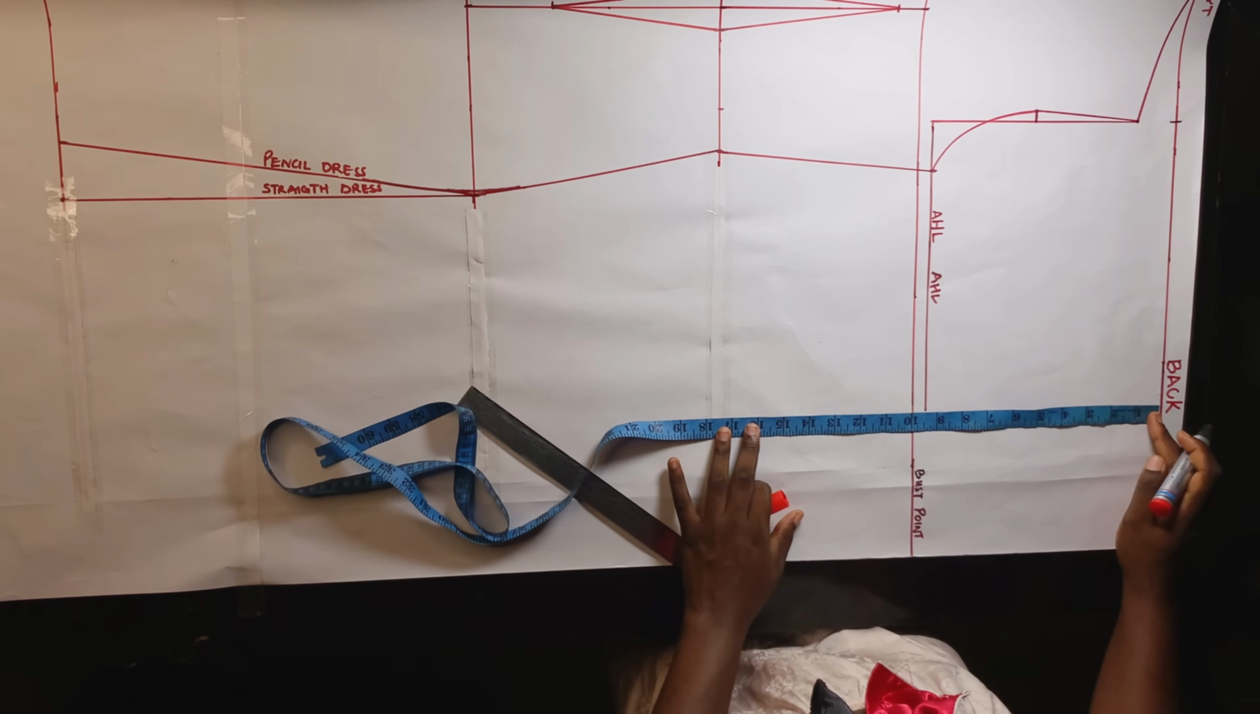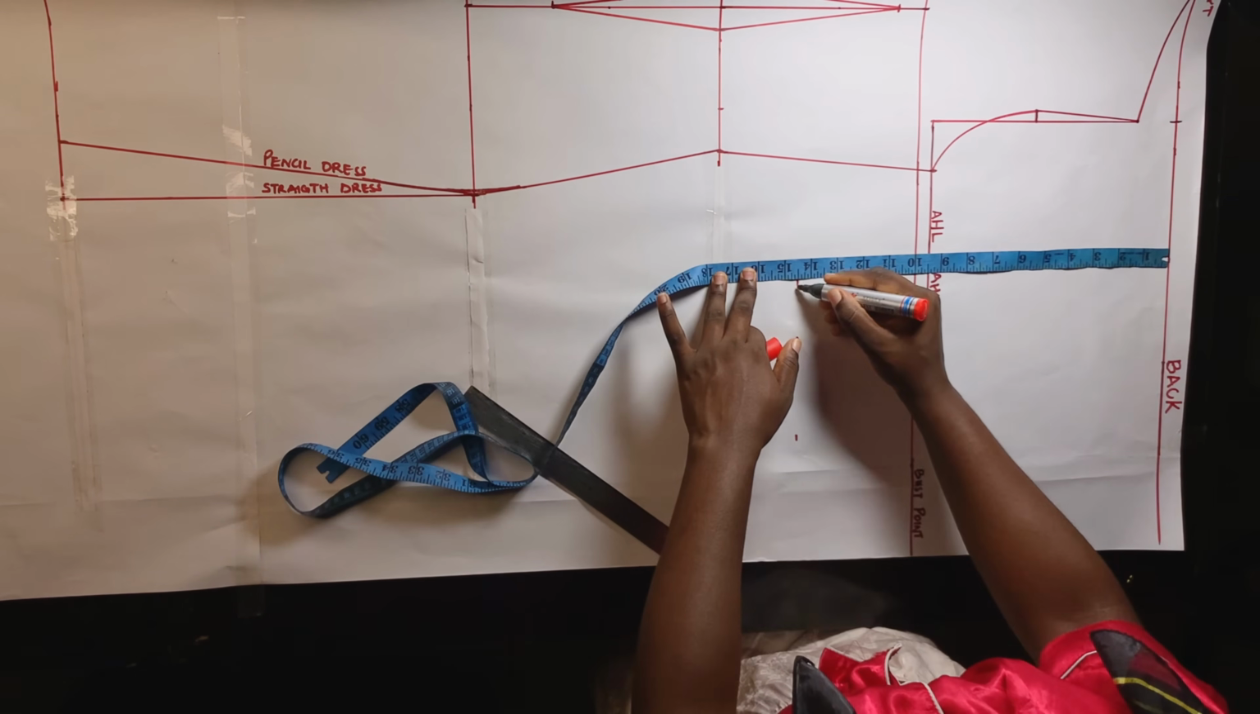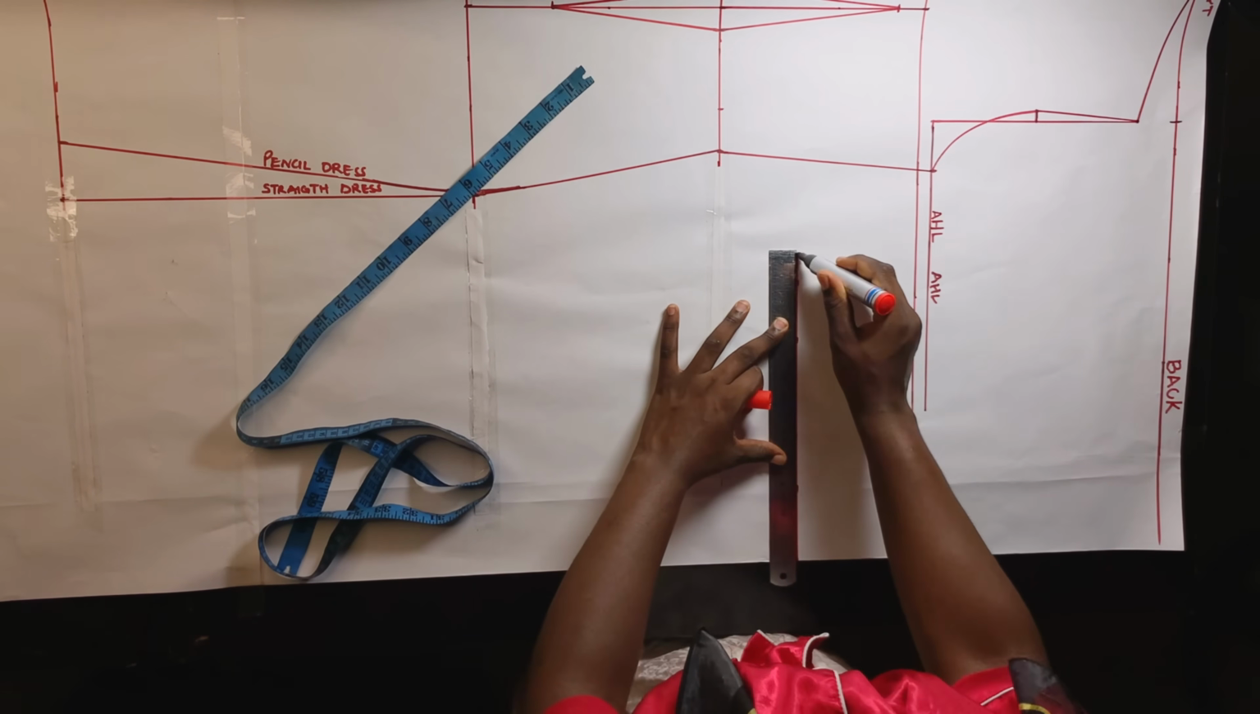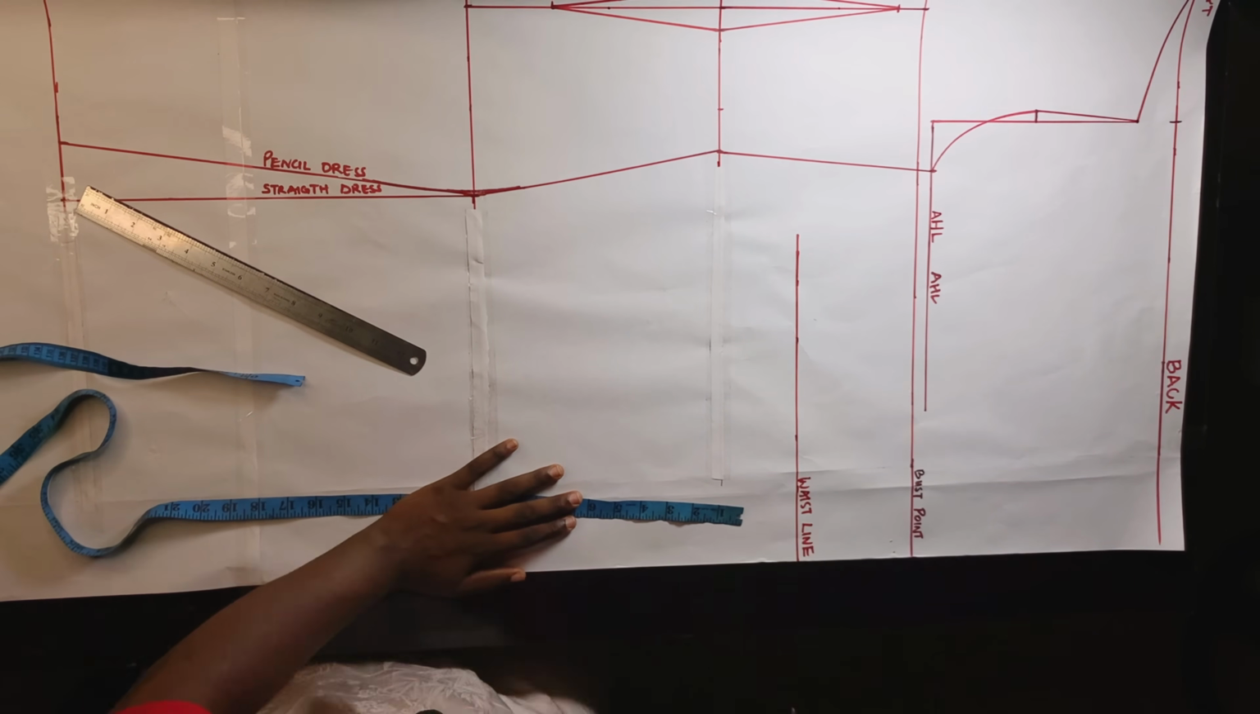My back shoulder to waist is 14.5. So I'm going to proceed to mark that at several points, then use my meter rule to connect the points to form a straight line. And I would go ahead to label the line waistline.